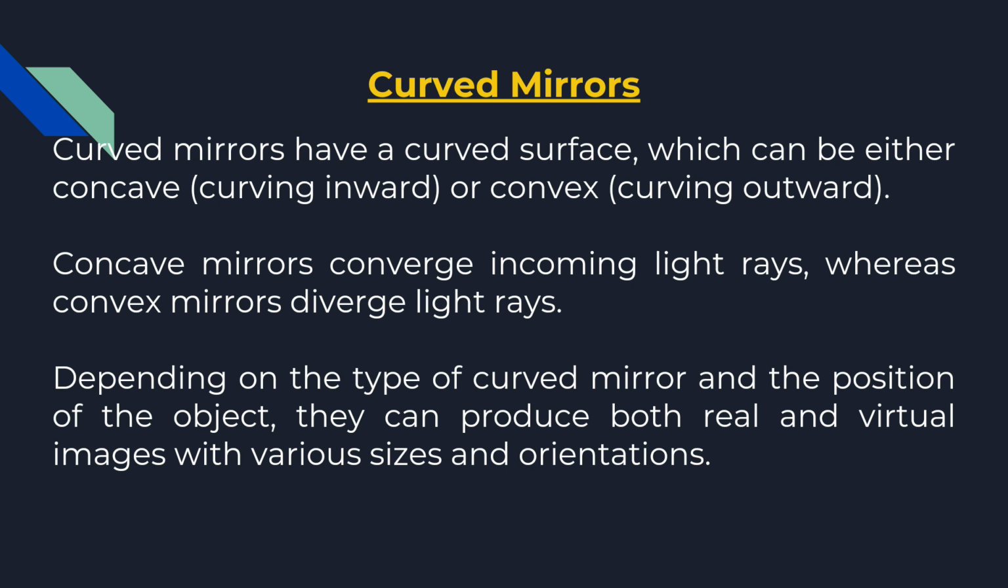Curved mirrors. Curved mirrors have a curved surface, which can be either concave, curving inward, or convex, curving outward. Concave mirrors converge incoming light rays, whereas convex mirrors diverge light rays. Depending on the type of curved mirror and the position of the object, they can produce both real and virtual images with various sizes and orientations.